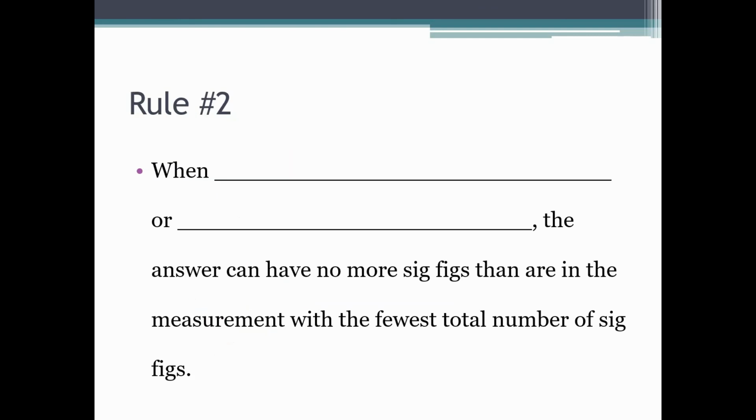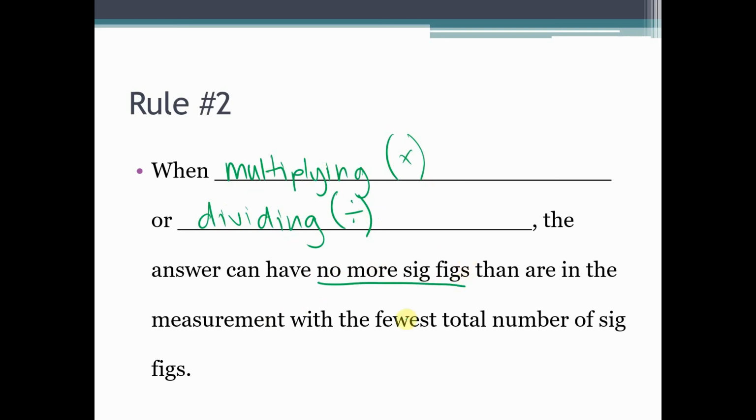Before that though, let's look at rule number 2. This one's a lot more straightforward. Rule number 2 says that when multiplying or dividing, the answer can have no more SigFigs than are in the measurement with the fewest total number of SigFigs. So that whole decimal place, where are the SigFigs in the number, doesn't apply. Just count up your total number and go from there.